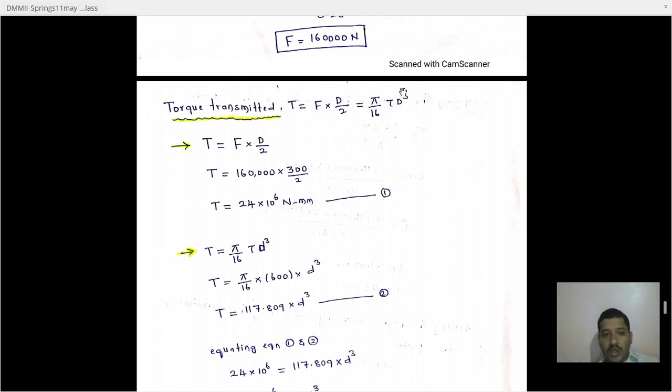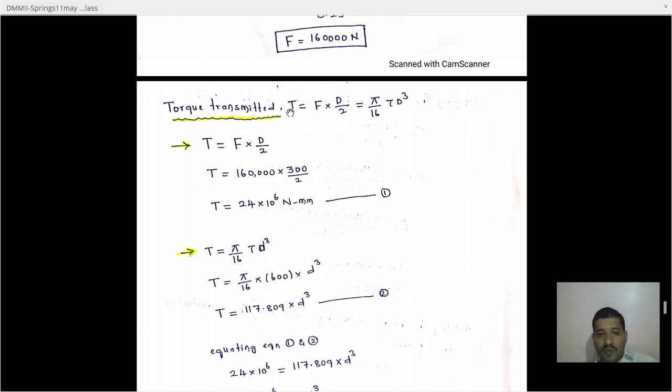So first of all, we need to solve one by one. T equal to force, 16 into 10 power 4, into diameter 300 by 2. If you multiply the whole value, you will get 24 into 10 power 6. The unit of force is Newton and the unit of diameter is millimeter. So this is considered as equation number 1.